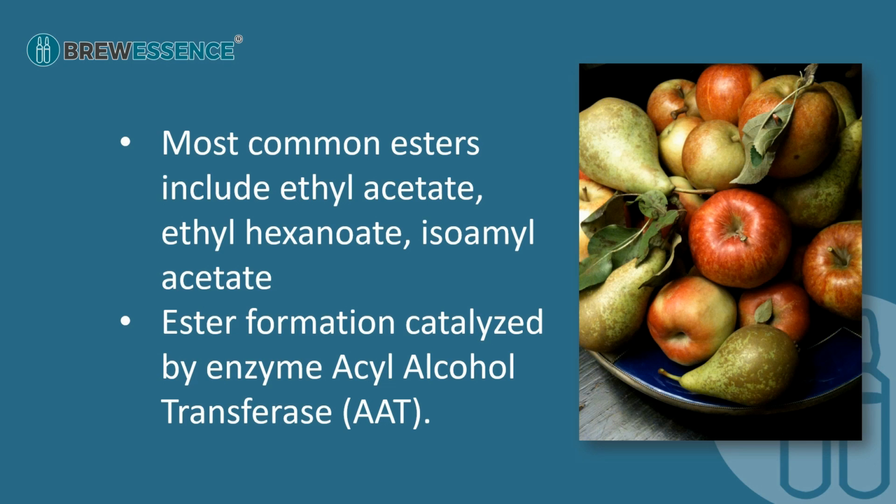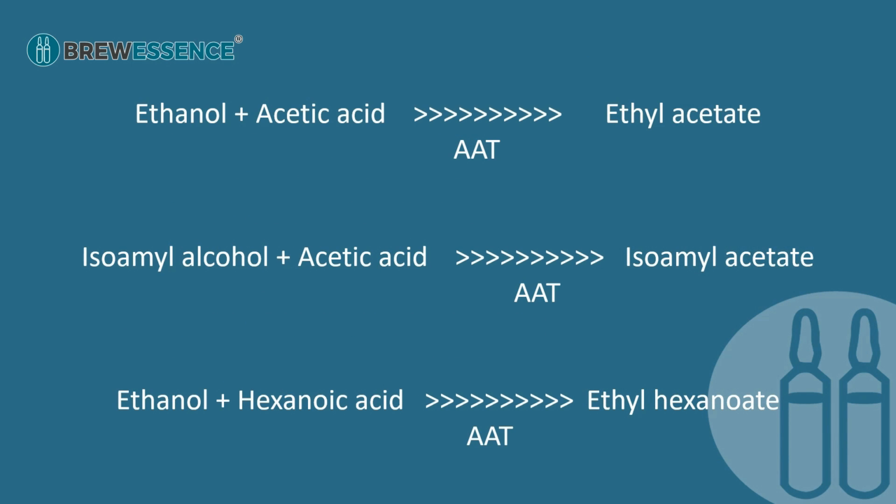This presentation applies to ethyl acetate, ethyl hexanoate, and isoamyl acetate, which are esters produced by a reaction of an acid with an alcohol. In yeast, this reaction is catalyzed by an enzyme called acyl alcohol transferase, or AAT. For example, ethanol and acetic acid form ethyl acetate. Isoamyl alcohol and acetic acid form isoamyl acetate. And ethanol and hexanoic acid form ethyl hexanoate.